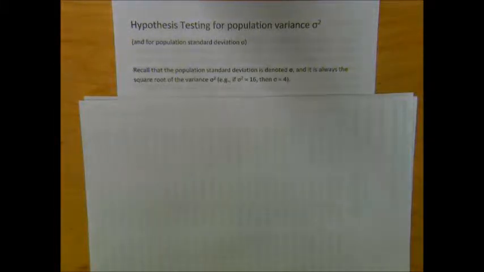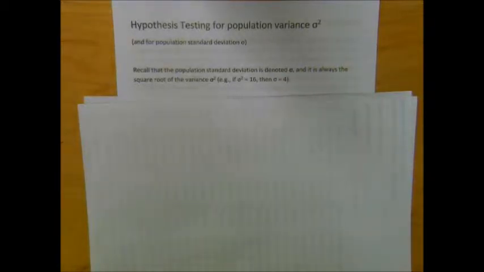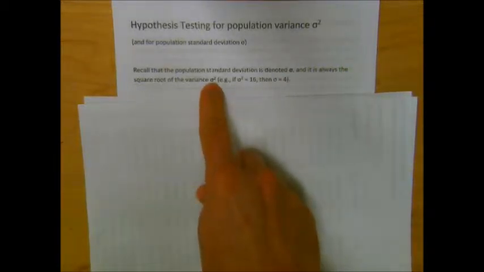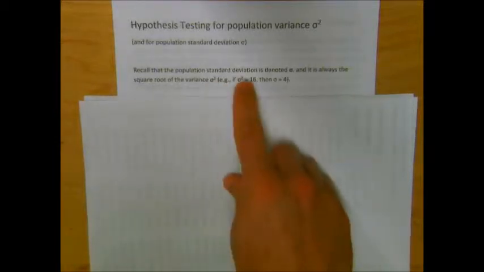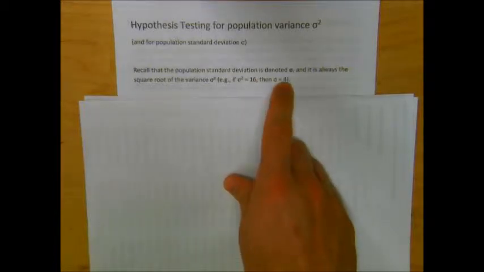In this lecture, we'll discuss hypothesis testing for a population variance, sigma squared, and for a population standard deviation, sigma. Recall that the population standard deviation is denoted sigma, this symbol right here, and it is always the square root of the variance, sigma squared. For example, if sigma squared, the population variance, is 16, then sigma, the population standard deviation, is 4.